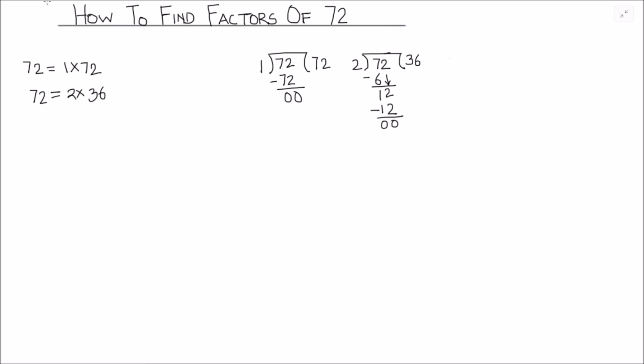Next we'll divide 72 by number 3. 3 times 2 is 6. We got 1 as remainder and then we'll drop down 2. So 3 times 4 is 12 and the remainder is 0. That means 3 is also a factor of 72. So from this division process we got two factors as 3 and 24. So 3 times 24 is 72.